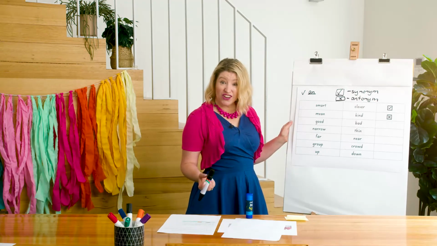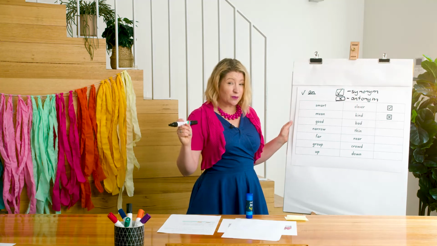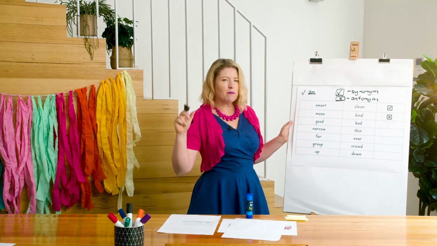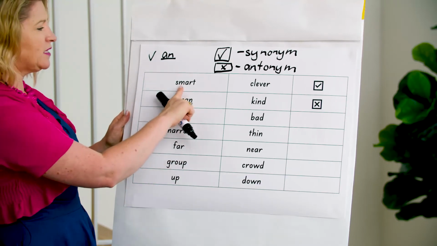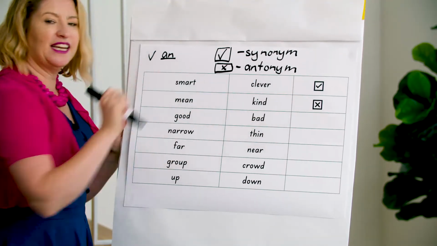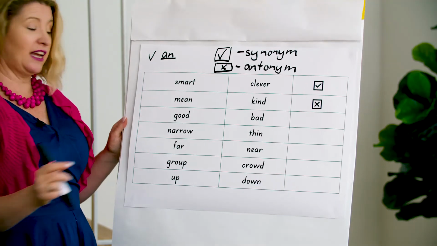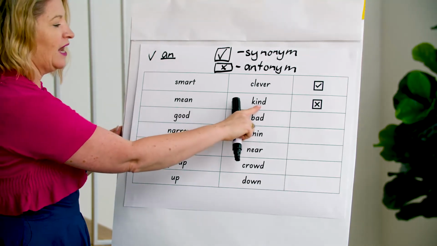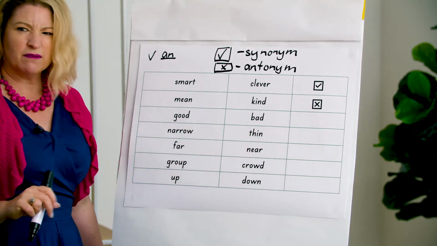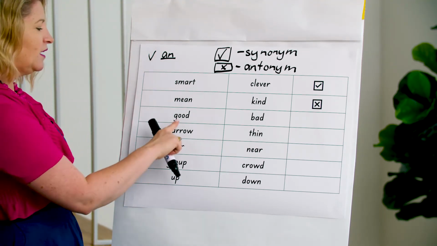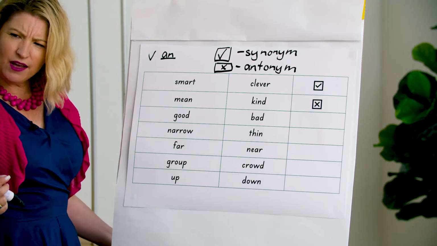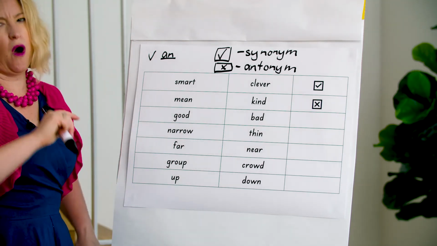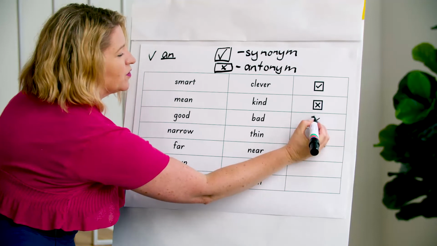Okay, how did you go? You got all those ticks and crosses with those word pairs? Tick if it's a synonym, cross if it's an antonym. Let's check them. So we had smart and clever. A tick because they're synonyms, they mean similar things. Mean and kind, cross. They're antonyms, opposite. Next words, good and bad. Do they mean similar? Do they mean opposite? Opposite, that's right. You put a cross there.